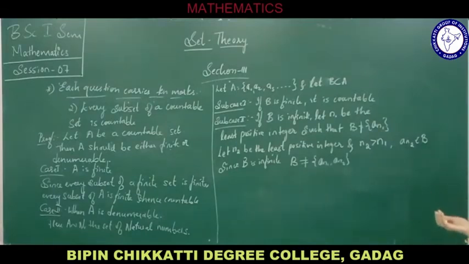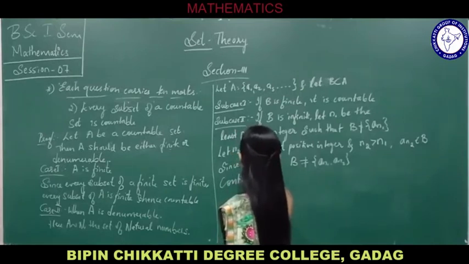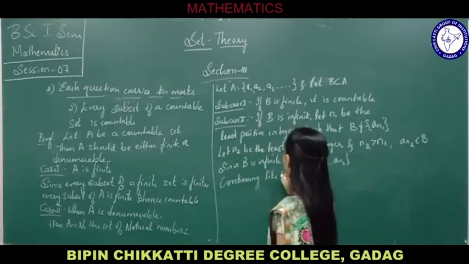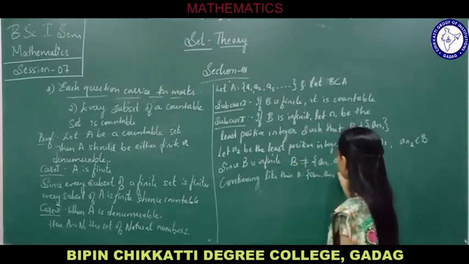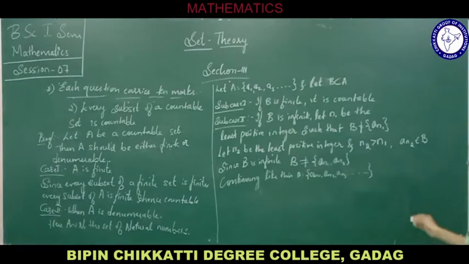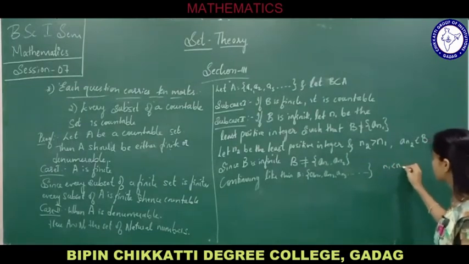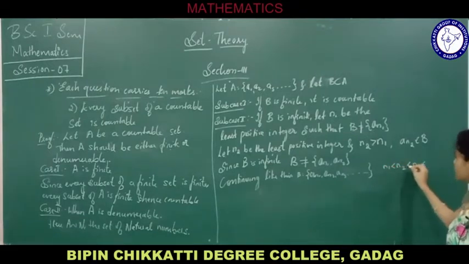Continuing like this, as many times as we go with An1, An2, An3 and so on, we get B equal to {An1, An2, An3, and so on}. It is infinite, in such a way that N1 is less than N2, N2 is less than N3, and it goes on.